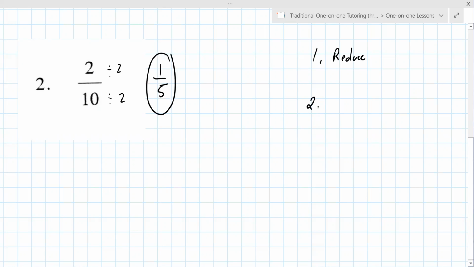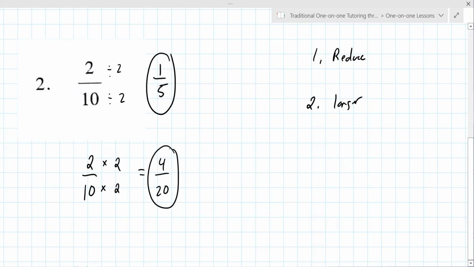Okay. The next one is, I don't want to say this, it's the we want to get larger. I don't really like that term, but you can take the fraction and you can multiply it by really anything, but why not just choose a small number like 2? Okay. And that would be 4/20. That's right. 4/20.